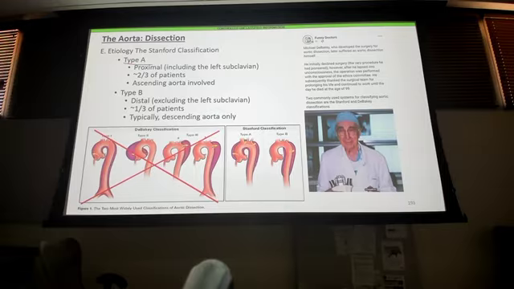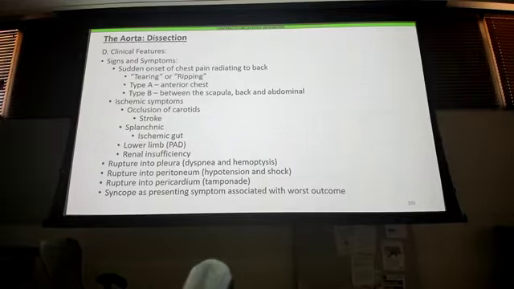If we had a type A, which is if it involves any portion that is proximal to the left subclavian, then that's a type A Stanford classification. If it is all localized distal to the left subclavian, then this is a type B Stanford classification aortic dissection. And these patients are going to complain of a tearing or ripping sensation, and whether it's a type A or B is going to depend on where that sensation is detected.